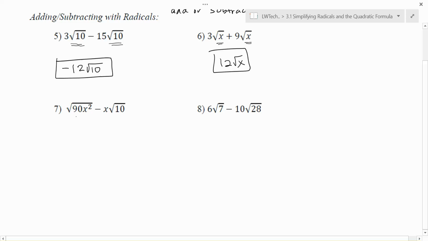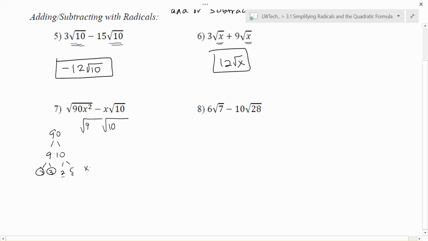Let's see. To start with, I want to simplify the square root of 90x squared. So the first thing I want to do is deal with 90. 90 is 9 times 10, 9 is 3 times 3, and 10 is 2 times 5. Because I'm dealing with square roots here, I'm going to break this down into 2 square roots. I look for any perfect pairs of numbers. For example, here I have a pair of 3s. So 9 is going to go in the first square root, and then 2 times 5 are leftovers, and they go in the second square root.